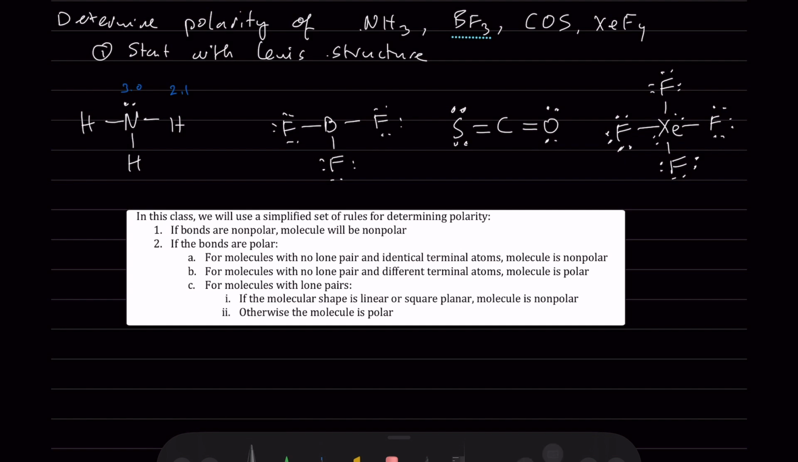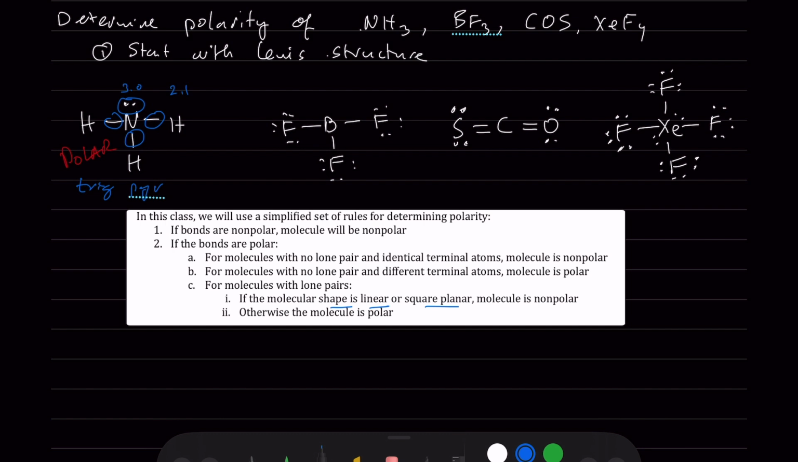Okay, so if the bond is polar, you're going to have to look at number 2 here, where we're talking about polar bonds, right? The question is, does the central atom, which is nitrogen in this case, have a lone pair or not? Now, it has a lone pair, and so we have to see what is the molecular shape. Is it linear or is it square planar? If it's not either one of them, then it's going to be polar right away. Well, we look at NH3, the molecular shape is actually trigonal pyramidal, right? Because it's a tetrahedral electron geometry, but only 3 bonding pairs here. Since it's not linear or square planar, then NH3 would be polar. So I'm going to write here next to NH3, polar.